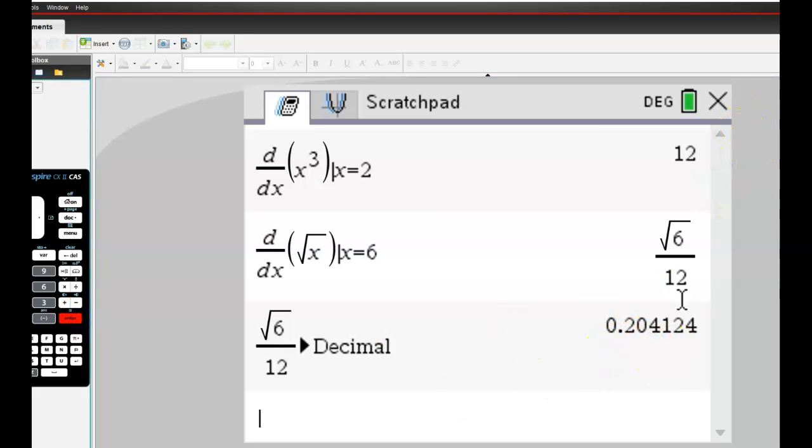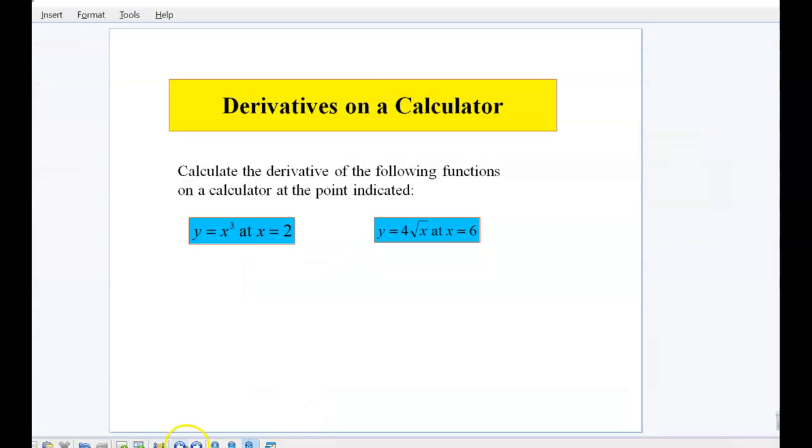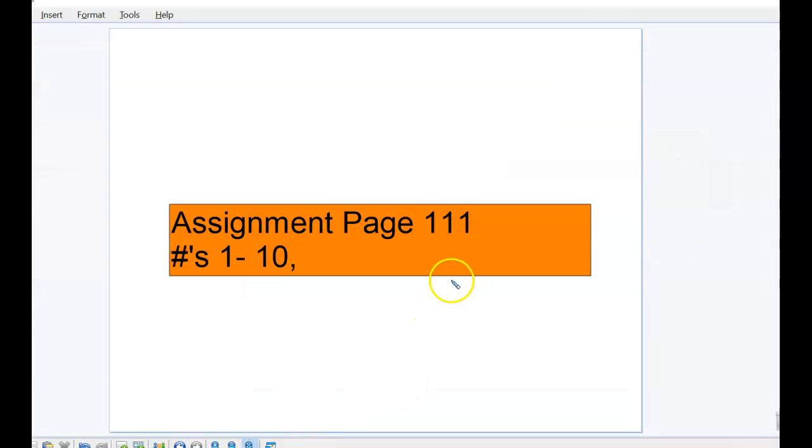Okay, so that concludes section 3.2. So there's your assignment on page 111, numbers 1 to 10. Again, if you have any questions, check the black binder in class that has all the answers worked out.